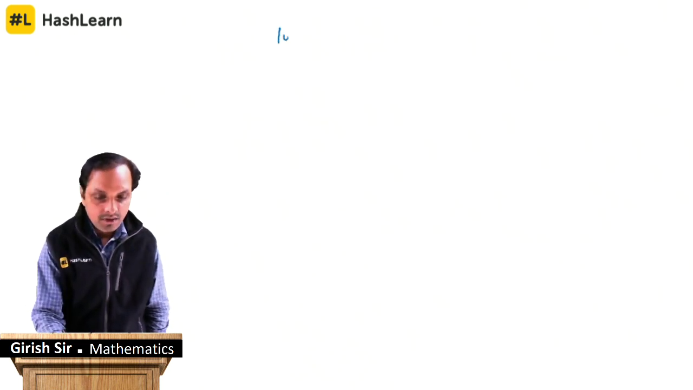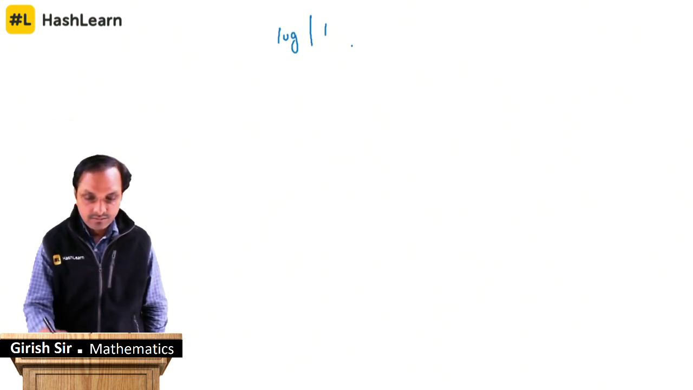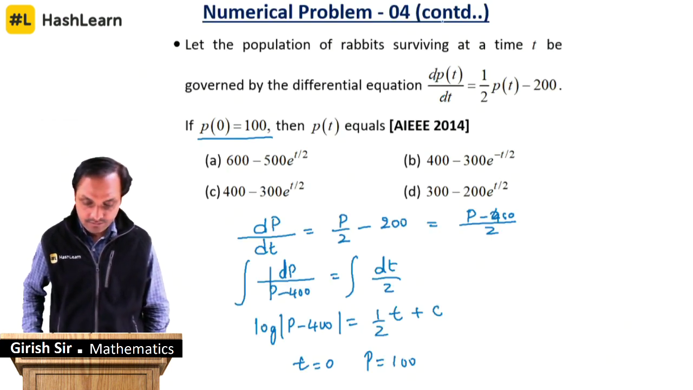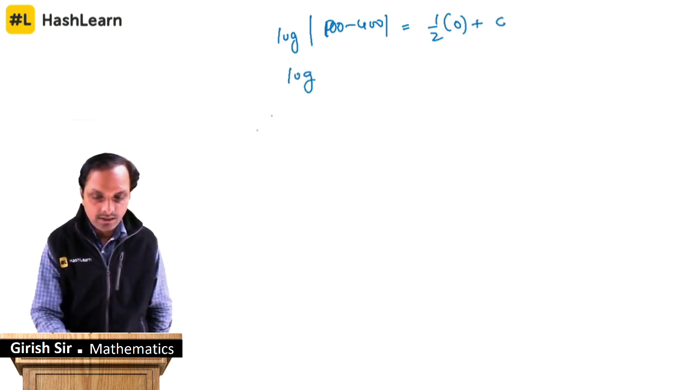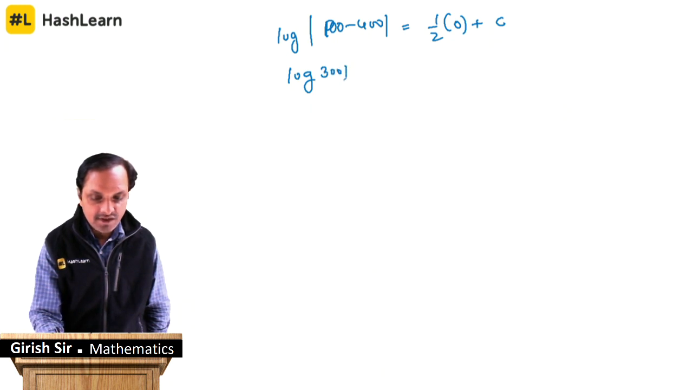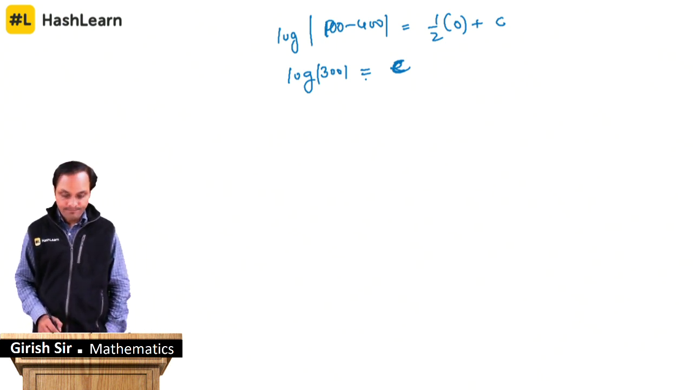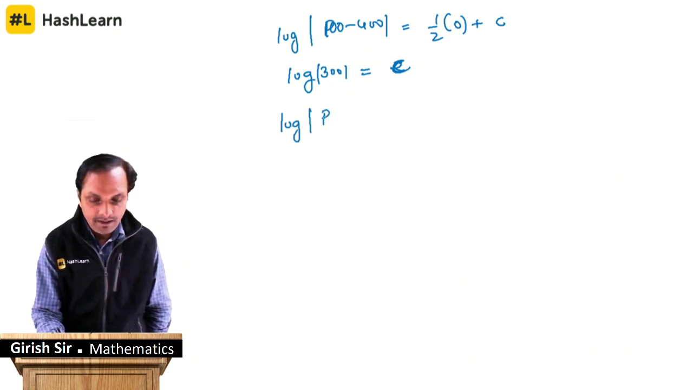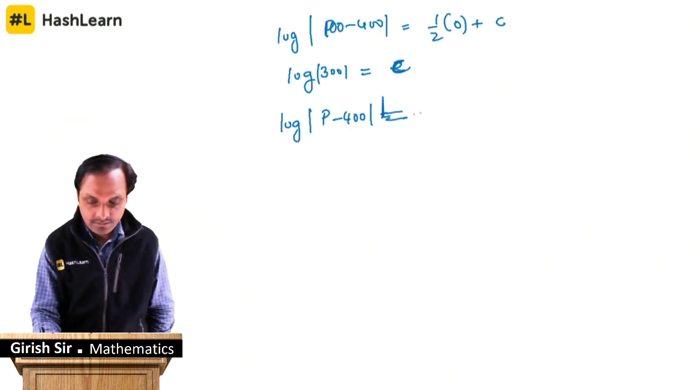So that part will give you log p is 100 minus 400 is equal to half t0. This is constant c. So you can take it as log. This is 300 which is inside the mod. This is your constant c. Okay, fine then. So the problem will become log p minus 400 is equal to half t plus 300.